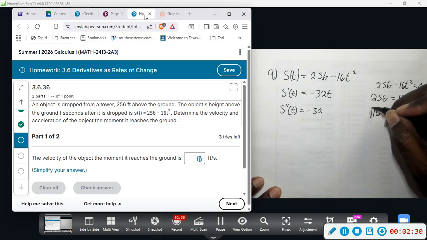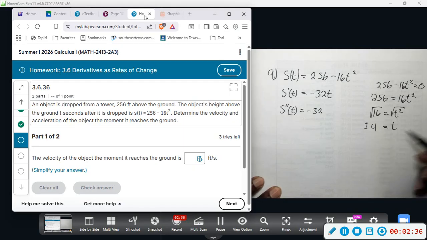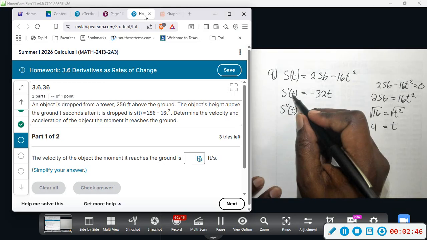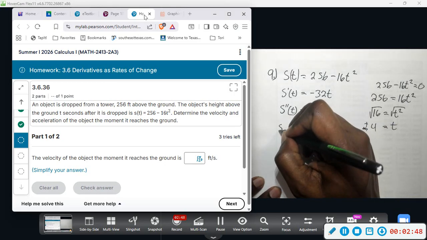And then we got to take the square root. We get plus or minus 4 equals t. Since t is time, we ignore negative time, and t would be 4 seconds. So 4 seconds after this object is in motion, it hits the ground, we're going to plug the 4 into the velocity function.